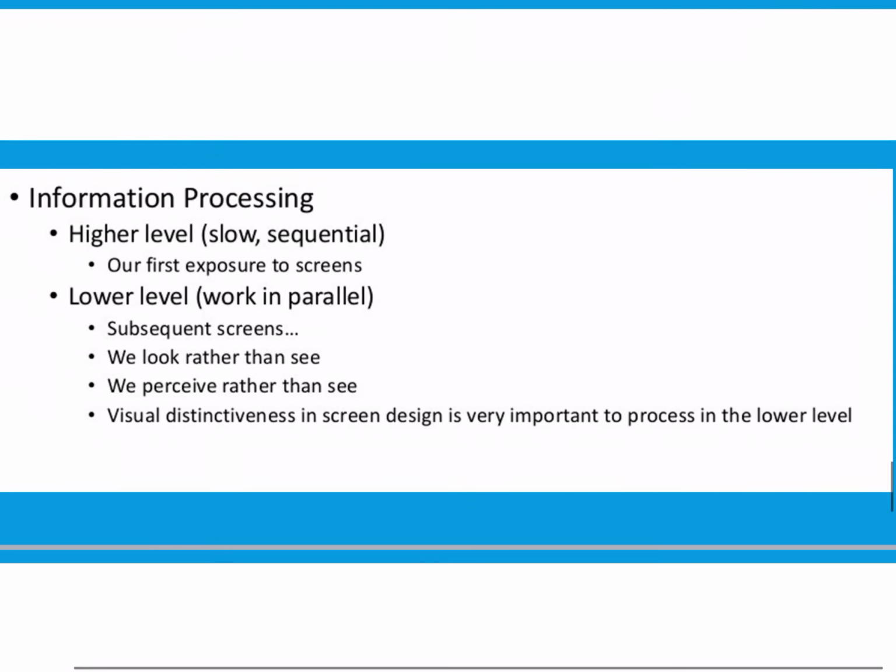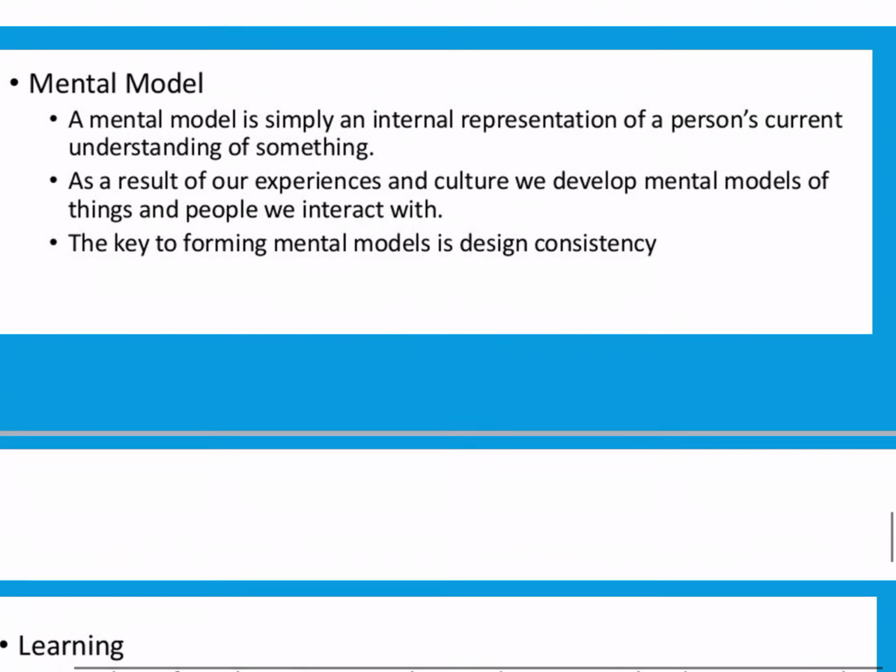And next is information processing. When it comes to information processing, we have two types, higher level and lower level. When it comes to higher level, our first exposure is to the screen, and when it comes to lower level, it is all about how we look rather than how we see. The visual distinctiveness in the screen design is very important to process at the lower level.